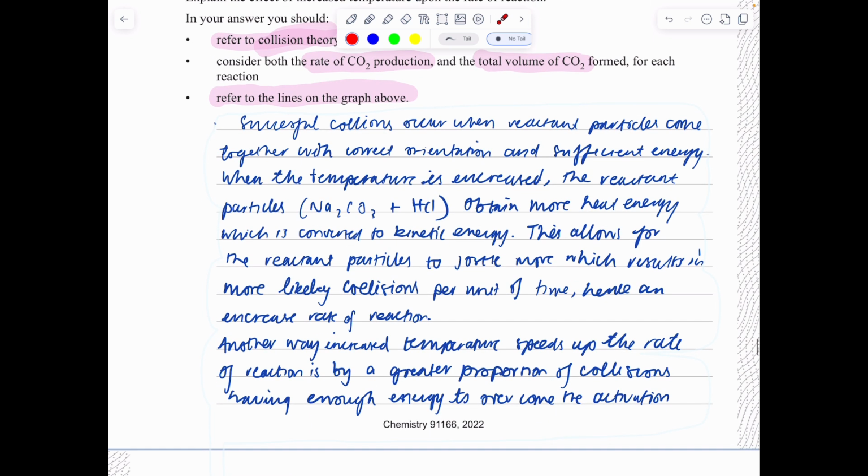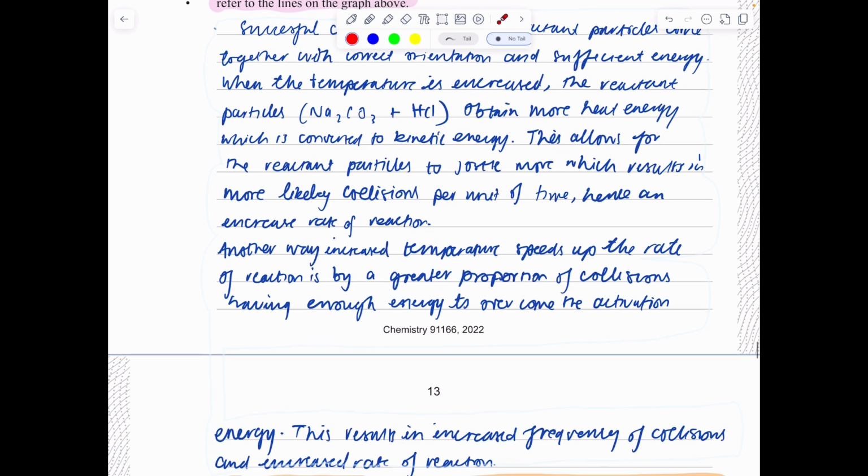So, I want you to be aware that there is another factor. By increasing temperature, you also speed up the rate of reaction in another way besides providing more kinetic energy, okay? So another way increased temperature speeds up the rate of reaction that you should know and mention is by allowing for a greater proportion of collisions to have enough energy to overcome the activation energy, okay?